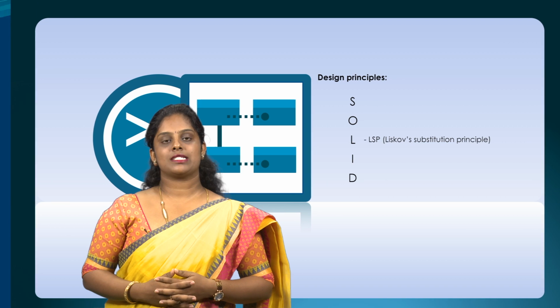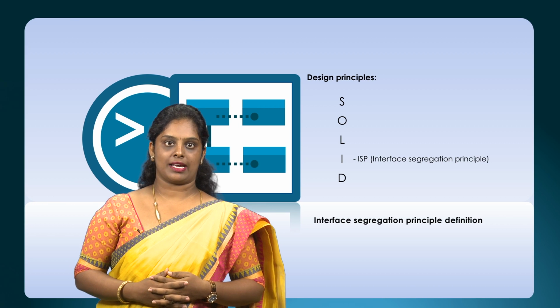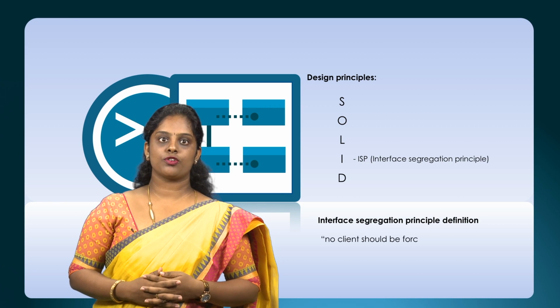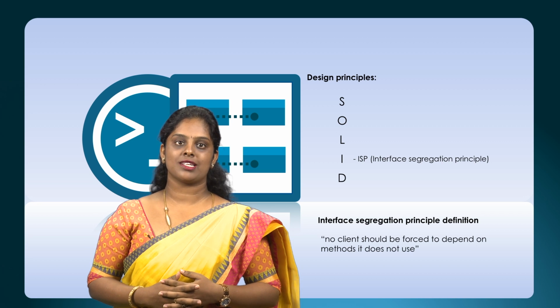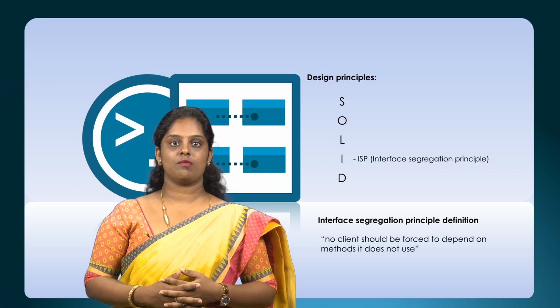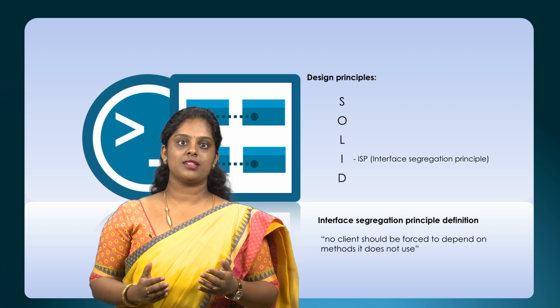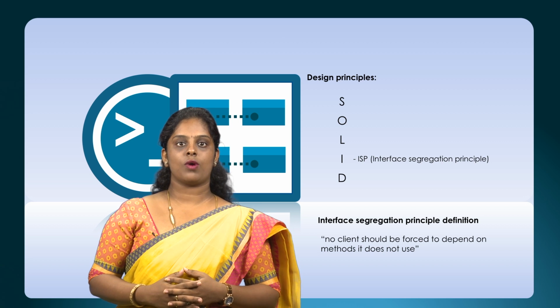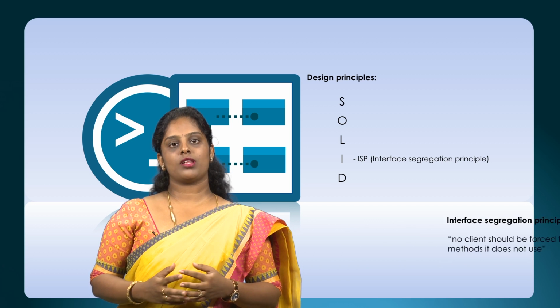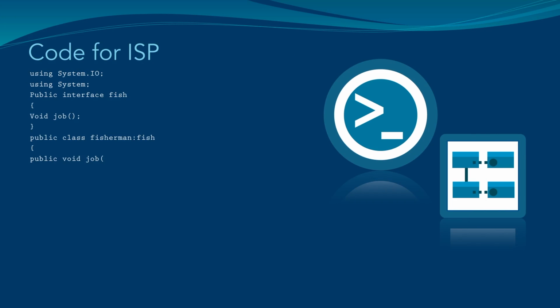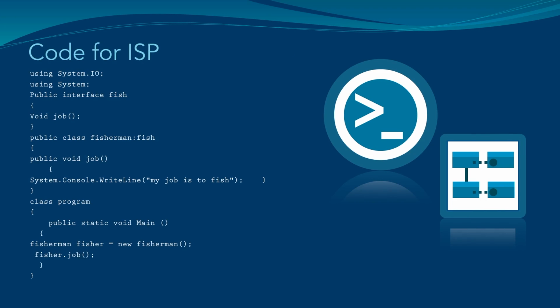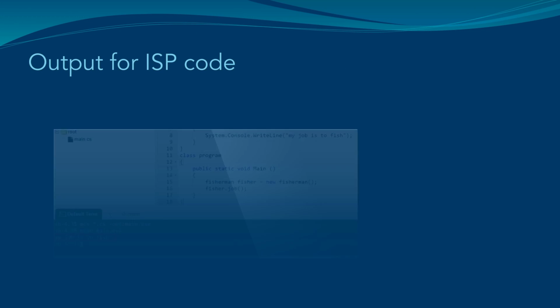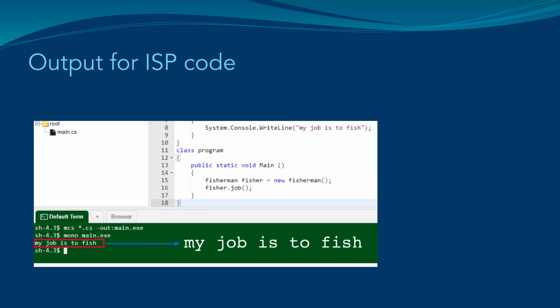The fourth principle is ISP. The definition goes as said: no client should be forced to depend on methods it does not use. In short, it means that each interface should be designed in such a way that it can handle only one responsibility. This can be realized through the code shown here. Here we have an interface Fish, and the class Fisherman extends this interface, and as we see, there is only one method given in the interface. Once we execute this program, the output we see is this: my job is to fish.